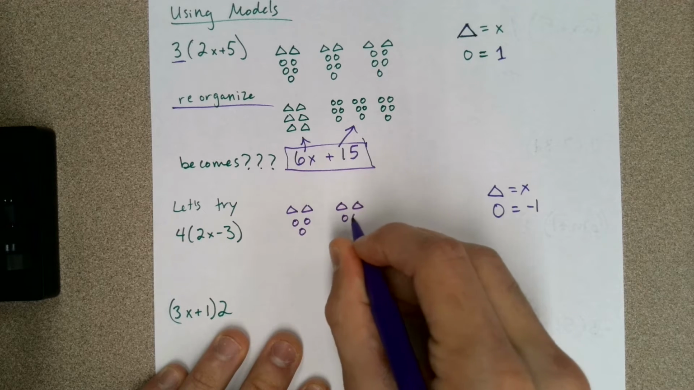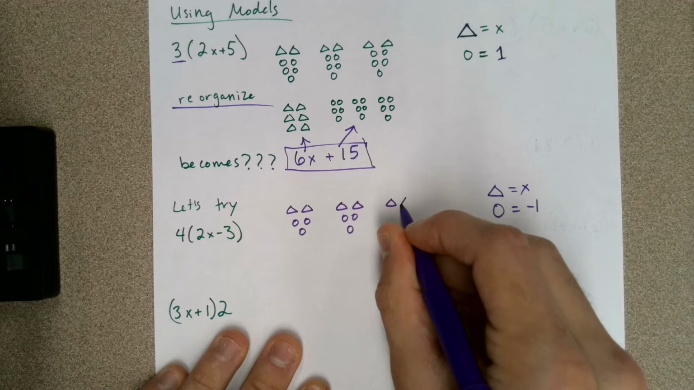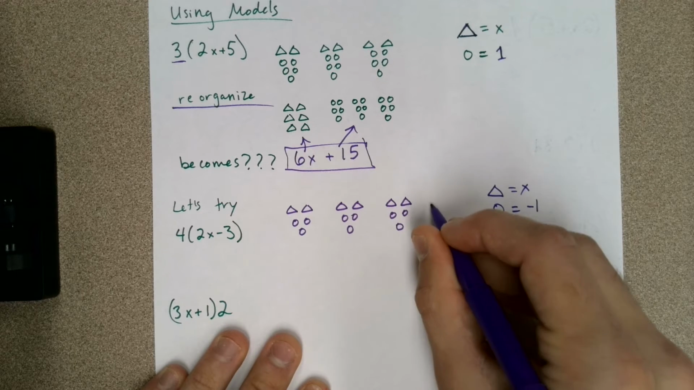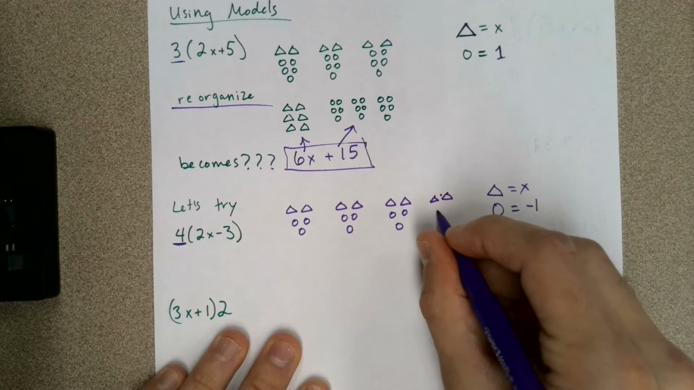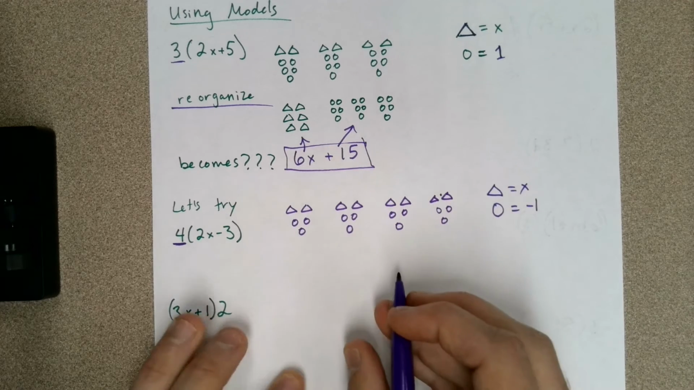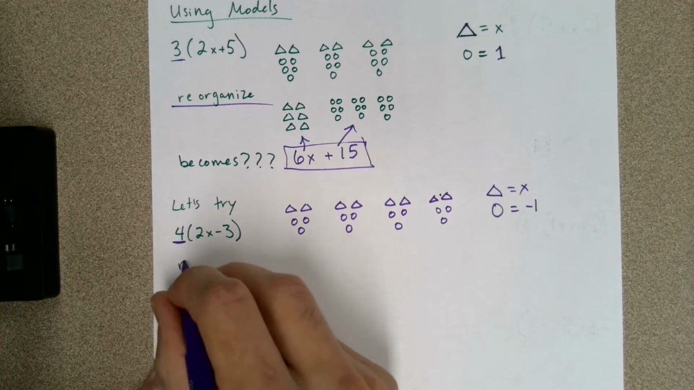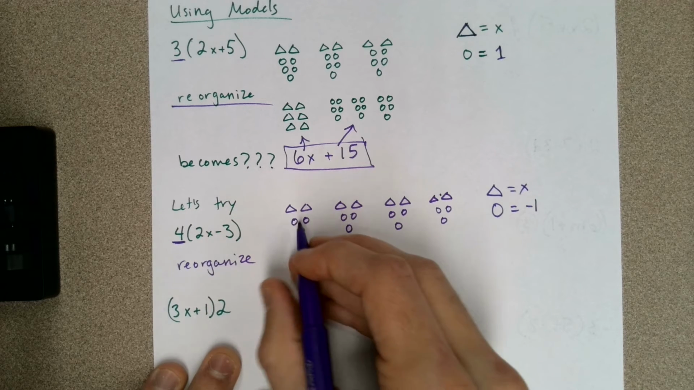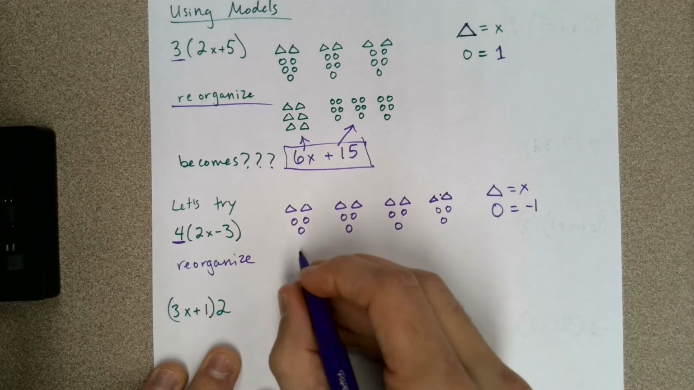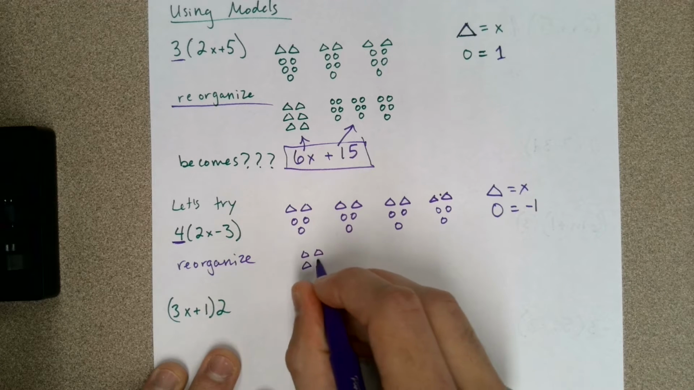And I'm going to have to do this how many times? Last time I did it 3 times. I cannot do it 3 times again because this time I have 4 of them. So I drew out my original, and then we're going to reorganize, regroup. I got 1, 2, 3, 4, 5, 6, 7, 8 x's.